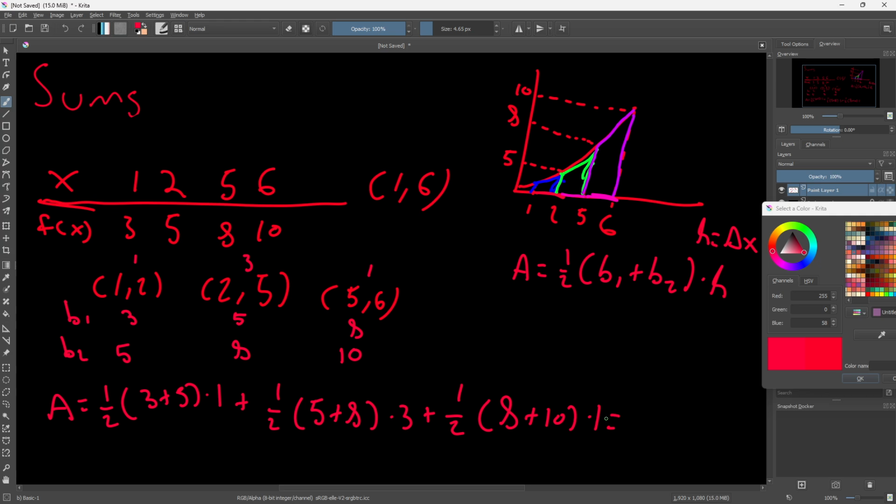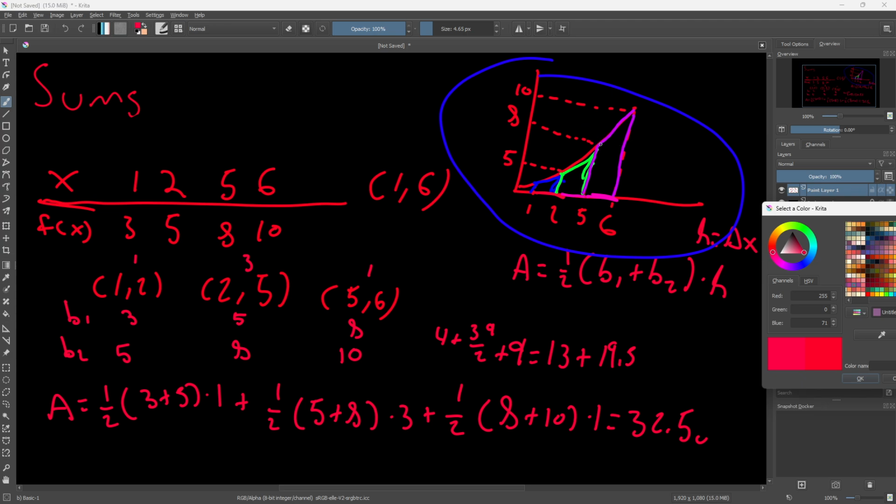And so this equals 4 plus 39 over 2 plus 9, which is 13, plus 19.5, which equals, what's that, 32.5 units. And so if you look at this graph up here, let's go back to this graph up here.